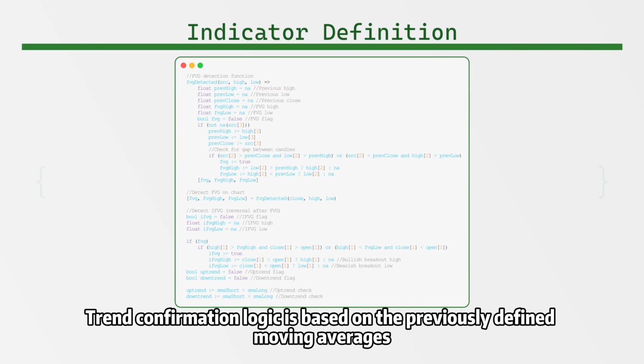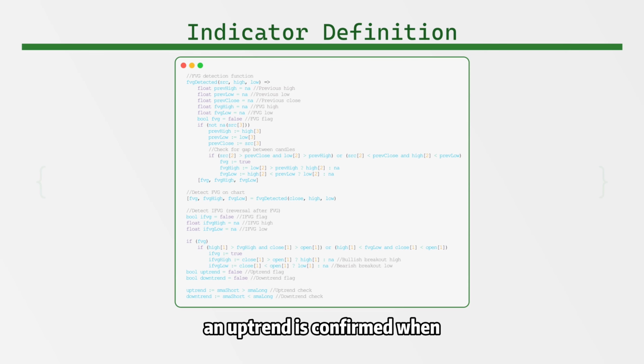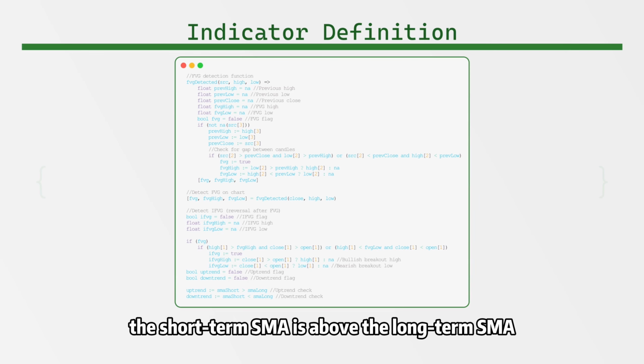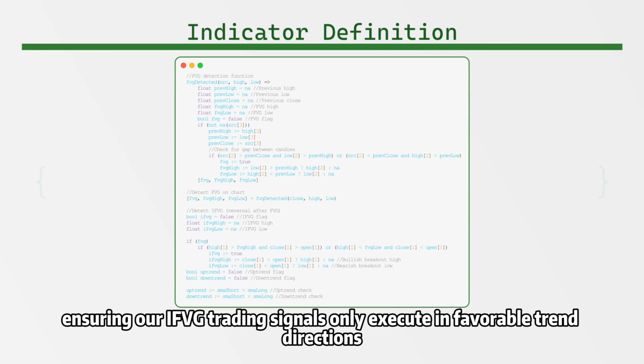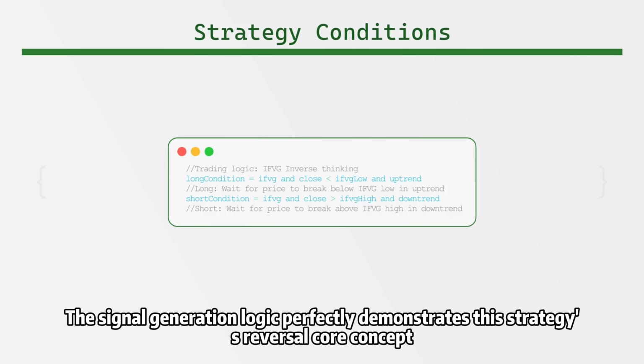Trend confirmation logic is based on the previously defined moving averages. An uptrend is confirmed when the short-term SMA is above the long-term SMA, and vice versa for downtrends. This is the core of trend confirmation, ensuring our IFVG trading signals only execute in favorable trend directions. The signal generation logic perfectly demonstrates this strategy's reversal core concept.